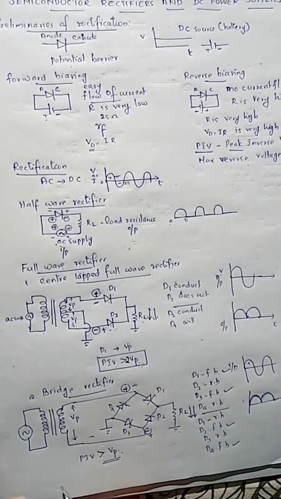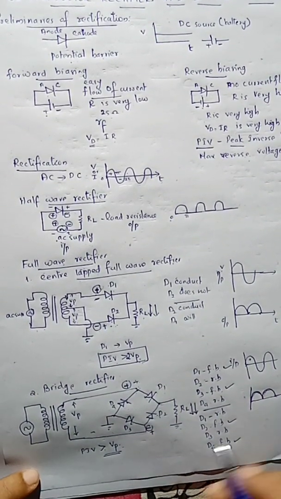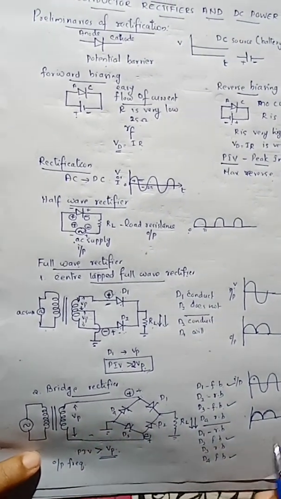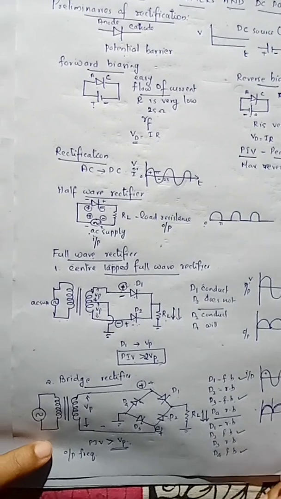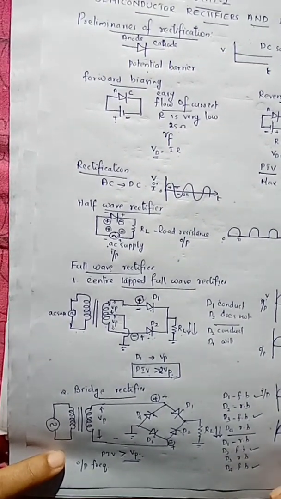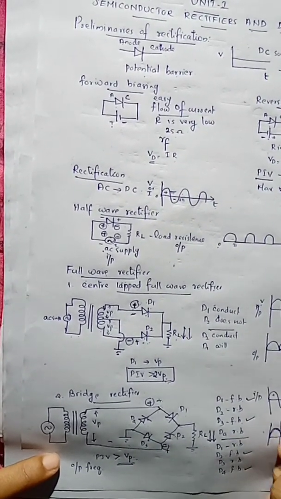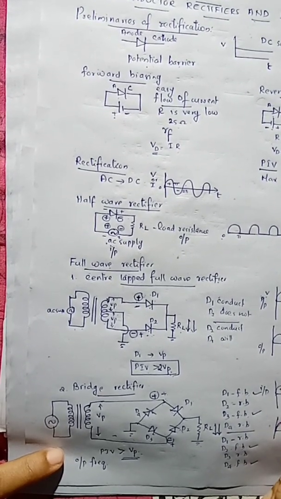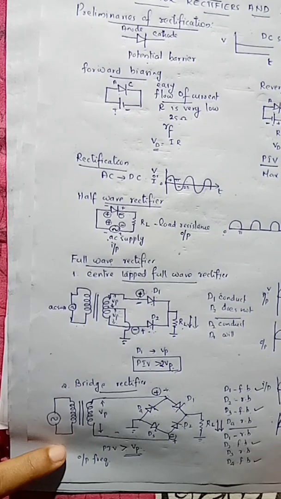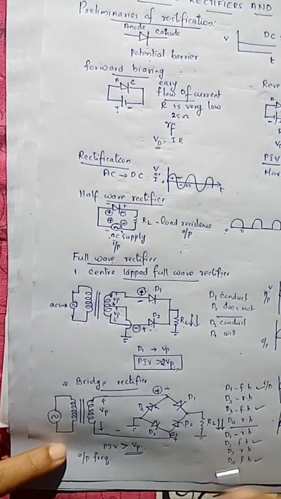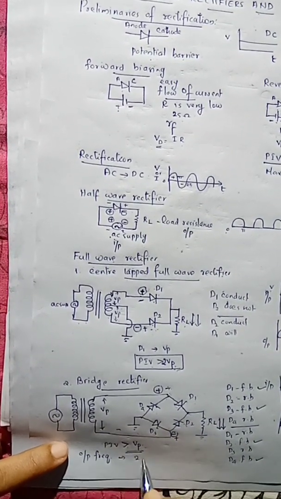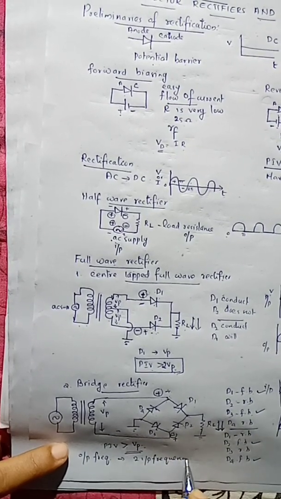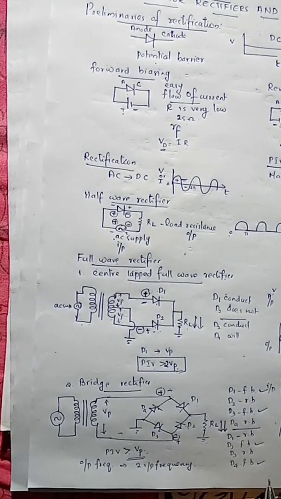Then another factor to note is the output frequency. The output frequency is the number of repetitions in a particular cycle. Here this is the repetition part of the output waveform. Whenever the input wave repeats one time, the output wave repeats 2 times. So the output frequency will be 2 times the input frequency. These are the points we have to note in the case of rectifiers.